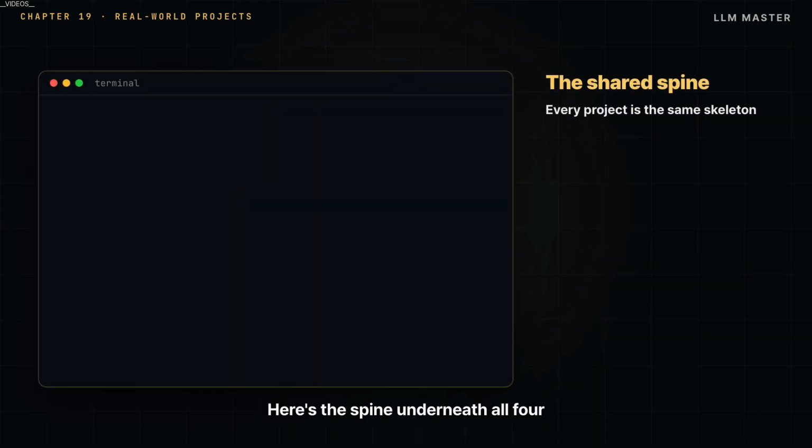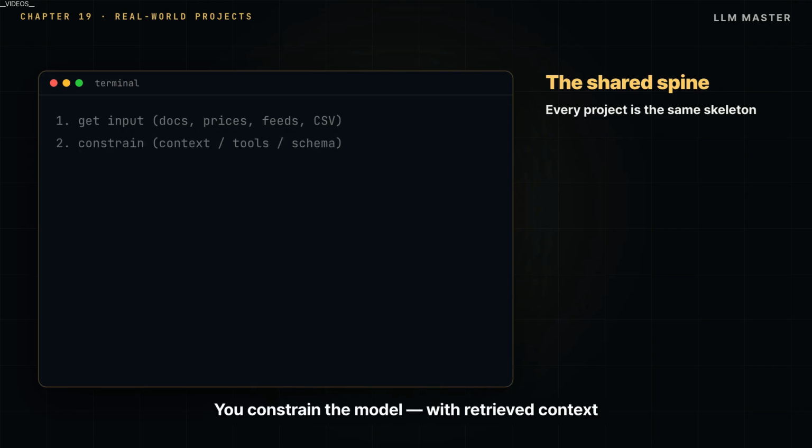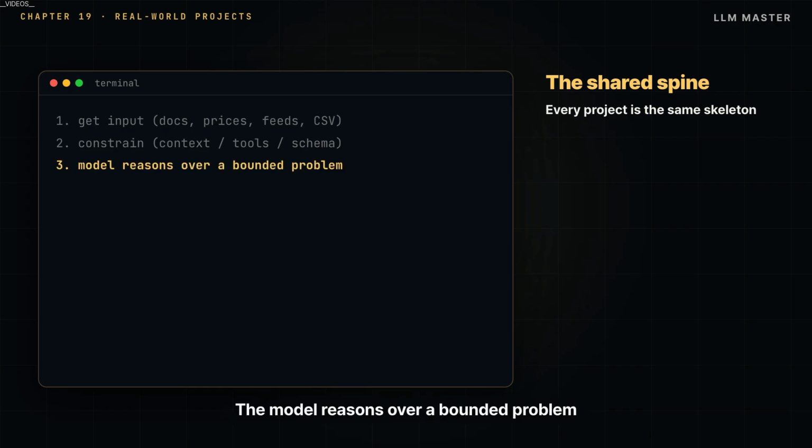Here's the spine underneath all 4, and it's worth memorizing because it never changes. Every one of these projects is the same 5-step skeleton. You get input, documents, prices, feeds, a spreadsheet. You constrain the model with retrieved context, with tools, with a schema, with a fixed pipeline. The model reasons over a bounded problem instead of an open-ended one. Your code validates whatever comes back. And then you act, cite, report, deliver, or propose. Swap the domain, and the skeleton doesn't move.